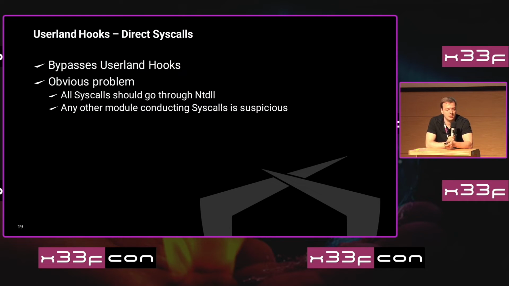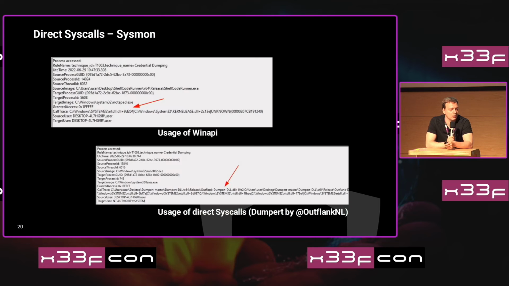The obvious problem is that all system calls should go through ntdll.dll. If any other module than ntdll.dll is doing a system call, then this is quite suspicious, because this should actually never be the case. If you take a look at Sysmon, in the upper screenshot, we see the usage of the Windows API, and we see that the last module in the call trace is actually ntdll.dll. But if we make use of direct system calls, here I use the tool by Outflank.